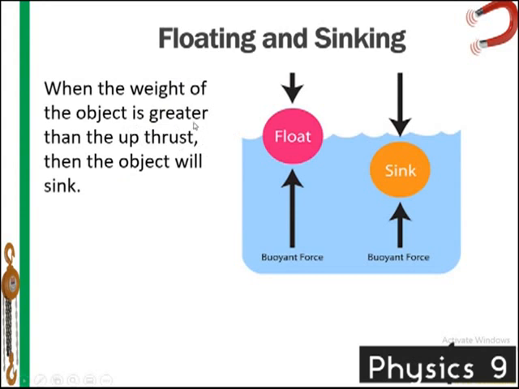If the weight of the object is greater than the upthrust, then we saw that the object will sink, and we can see that again, just repeating what we've already seen in the previous slide, but just to make it very clear. Here you can see the weight of the object is greater than the buoyant force, so this orange object is going to sink. Here you can see the buoyant force is greater than the weight of the object, and so the object is going to float.